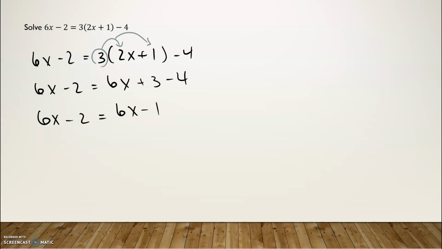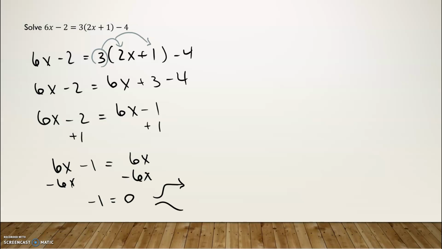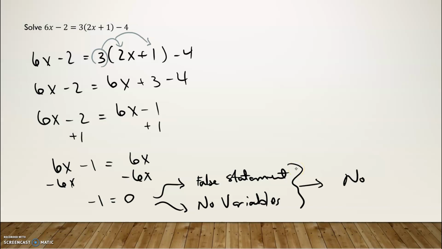Okay, so I'm going to add 1 to both sides. So I have 6x minus 1 is equal to 6x. I'll go ahead and subtract the 6x. So I have negative 1 is equal to 0. So two things here. I've got a false statement and no variables. So when I have these two together, that means that I have no solution, and this is an inconsistent equation.